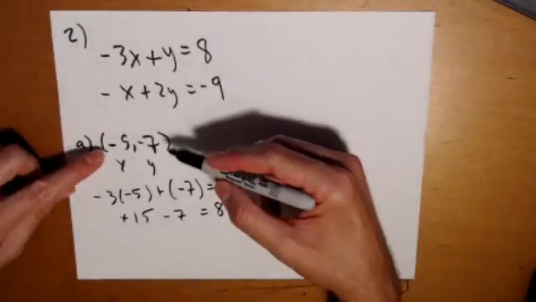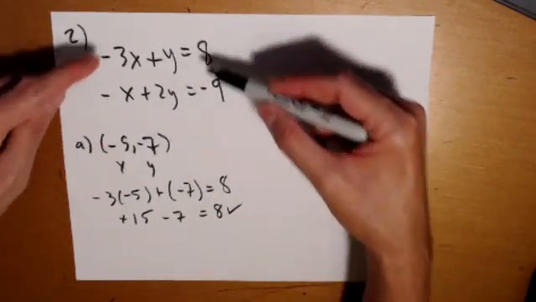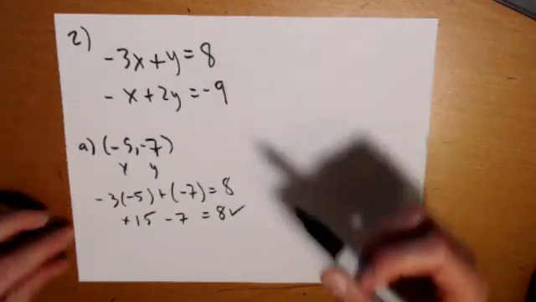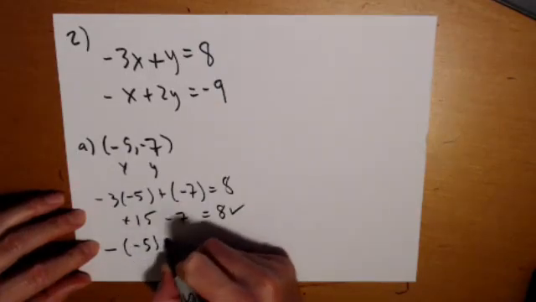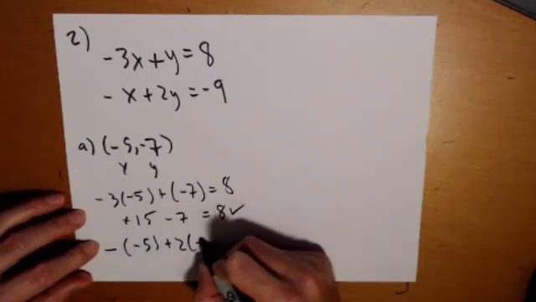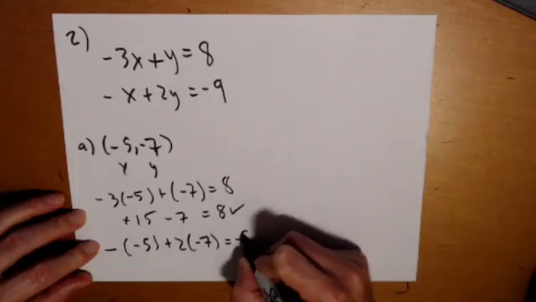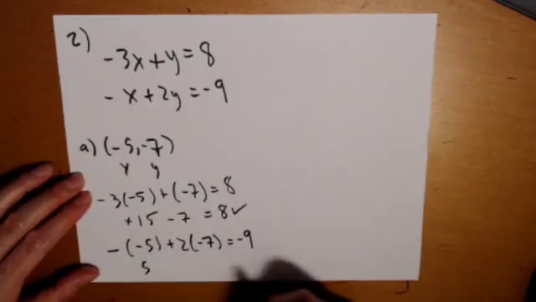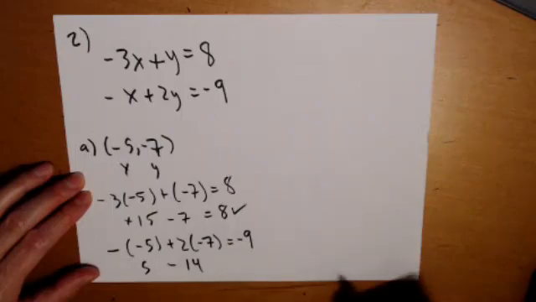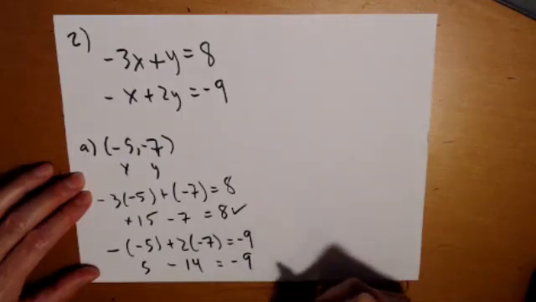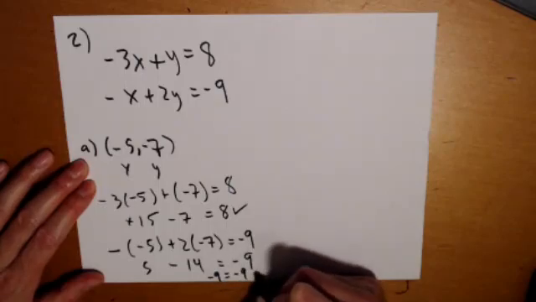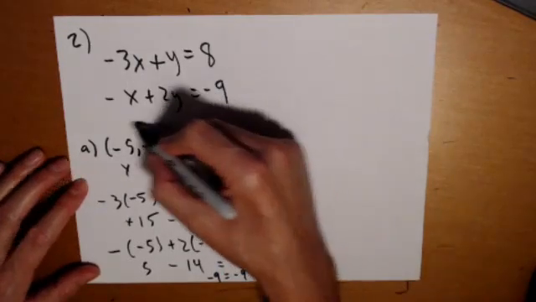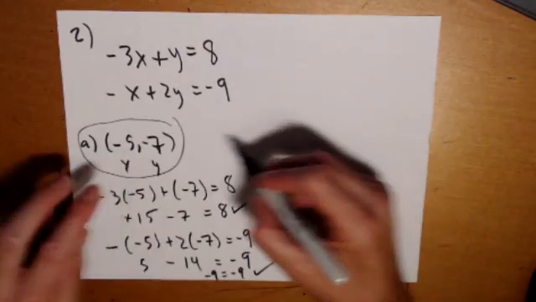And now let's try the second. So basically, we're trying to find the x and y that holds true for both. It held true for the first one. Let's try the second one. So negative x, negative 5, plus 2, y is negative 7. Does that equal negative 9? So that's 5 minus 14. Does that equal negative 9? 5 minus 14 is negative 9. So negative 9 equals negative 9. So yes, A is a solution.